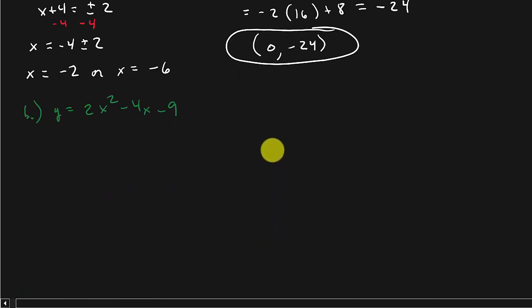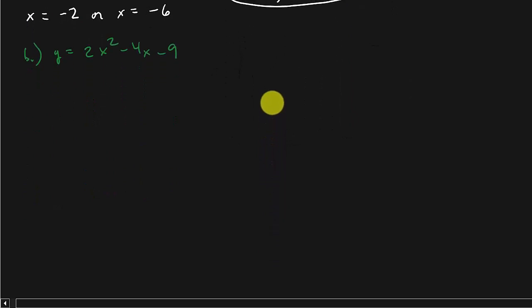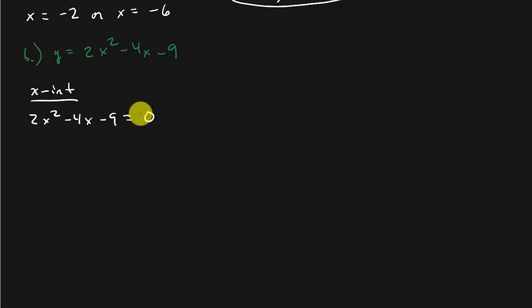All right, so now let's look at this one. Same thing. Let's find the x and y intercepts. So set this equal to 0. So I've got, well, let me write down x-intercept. So I get 2x squared minus 4x minus 9 equals 0. Now let's see, does this factor? I don't know. Let's test it out and see.